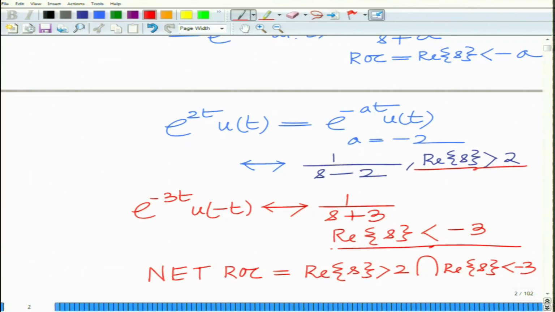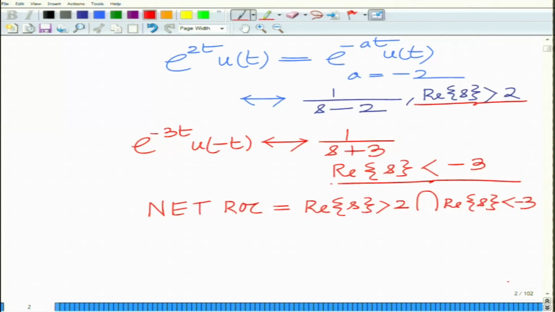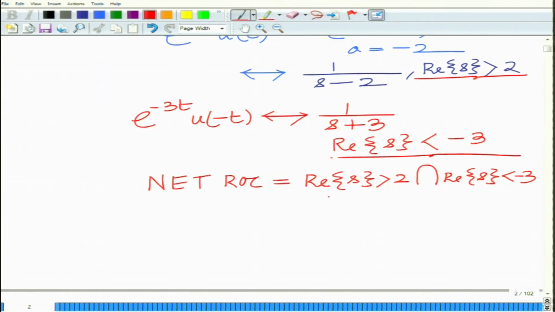There is no value of s where the Laplace transforms of both these signals, e raised to 2t u(t) and e raised to minus 3t u(minus t), converge, and therefore the ROC is the empty set, which means that the Laplace transform of this signal does not exist. Okay. So, this intersection equals phi, which is basically the empty set.